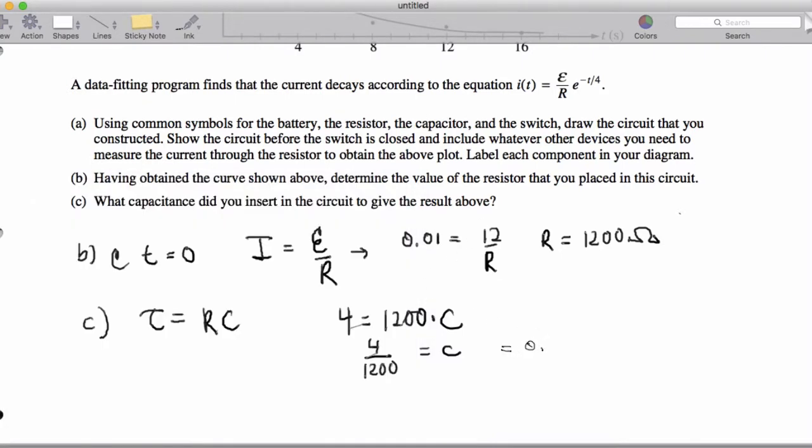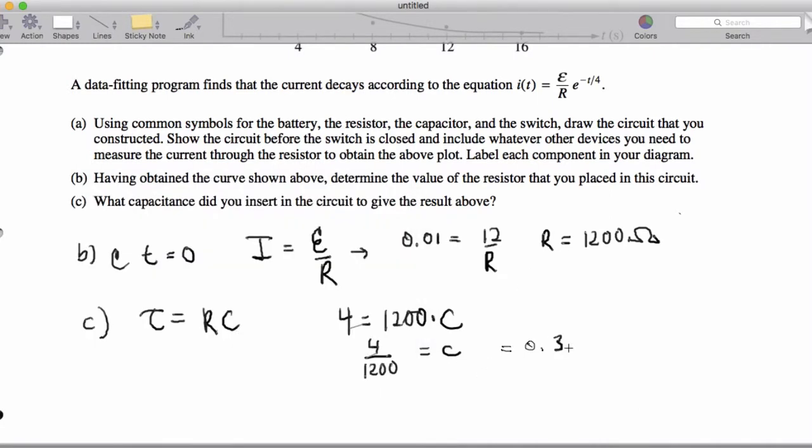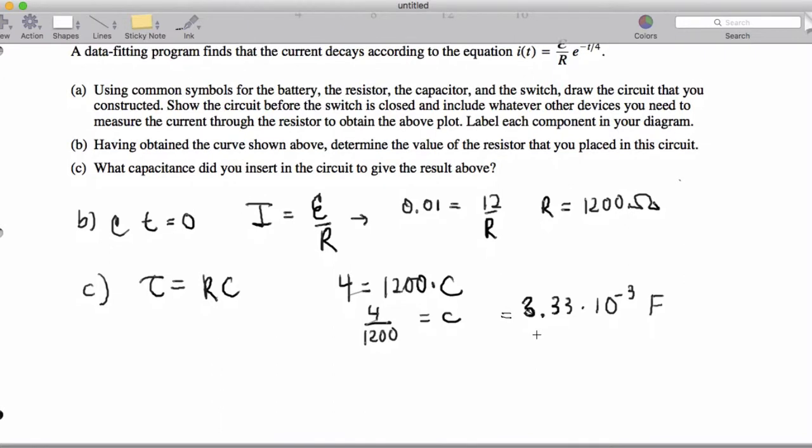0. Let's get those decimal places again. 1, 2, 3. So 3. Let's try that again. 3.33 times 10 to the negative third farads. You might see a textbook write this as 3,333 microfarads. If I have that right.